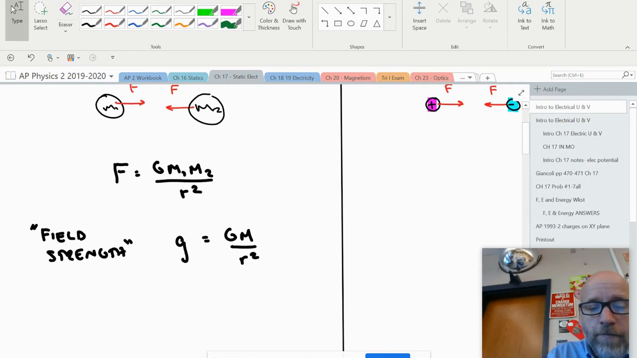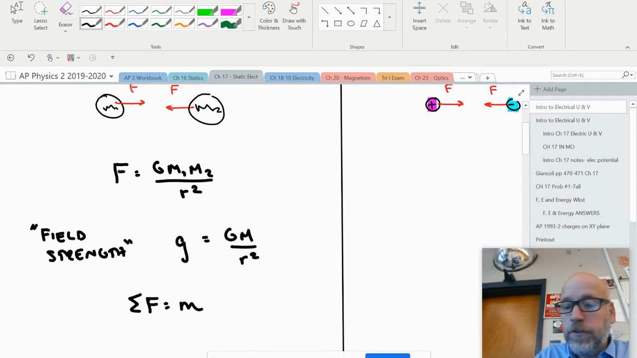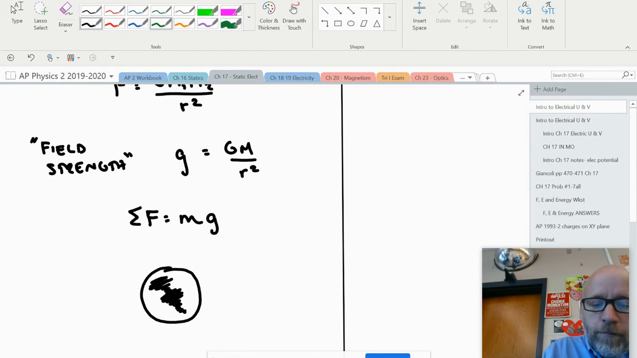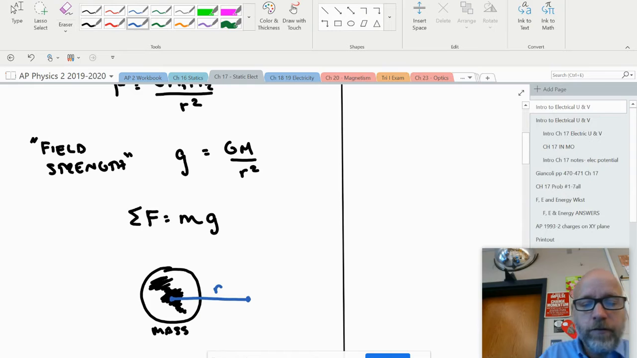All right. Now, if I want to find the sum of the forces on a mass, I would just multiply the mass times the field strength. Now, we also call that the weight. All right, cool. And just to sort of throw this out there, if we're on Earth, then if we have a mass, we always measure distances r to the center of the mass. Always. It's just the way it is.